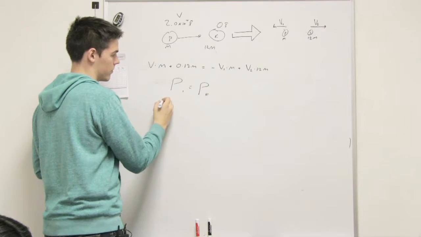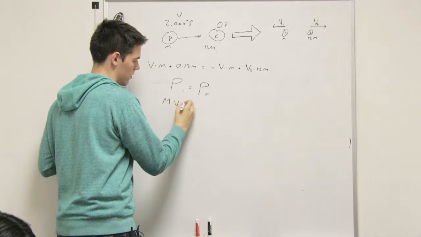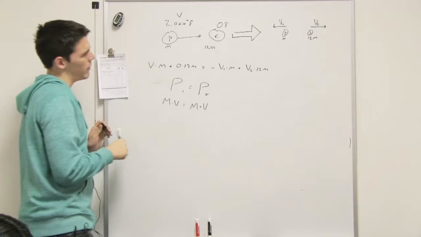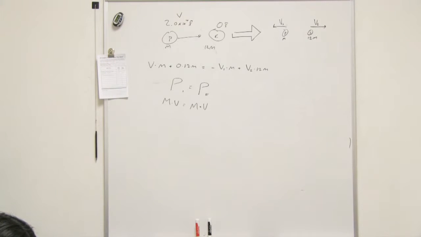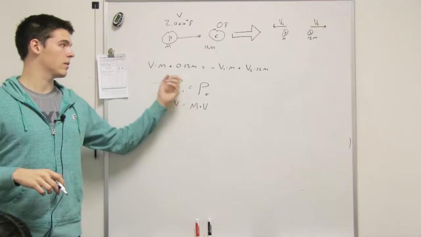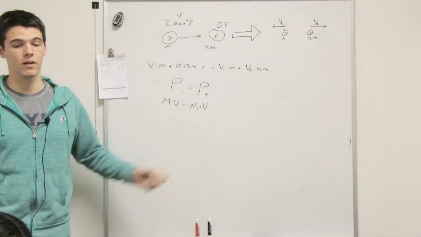Why didn't we use energy conservation in this case? I wonder if you could. I bet you could. That should work. Yeah, it works better with momentum. So you have your mass times velocity. Your momentum initial is equal to momentum final.